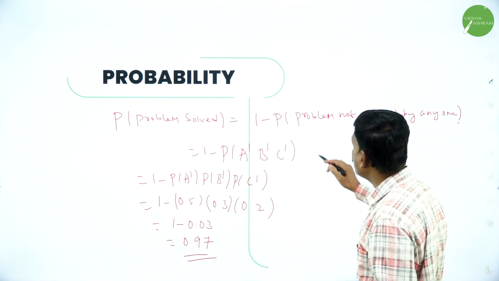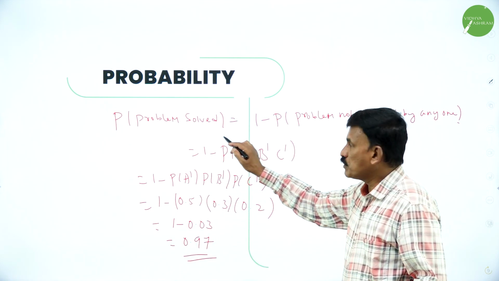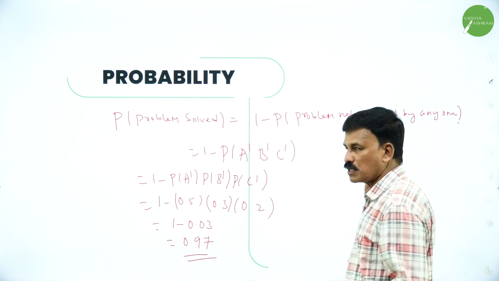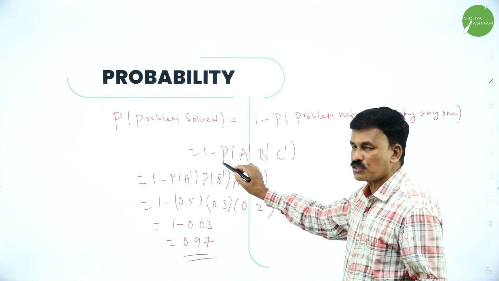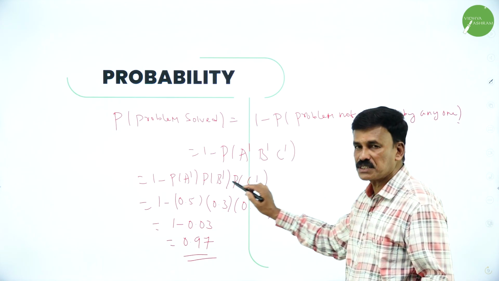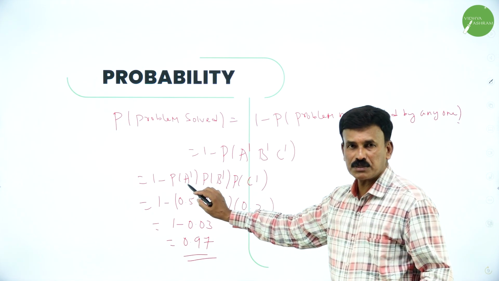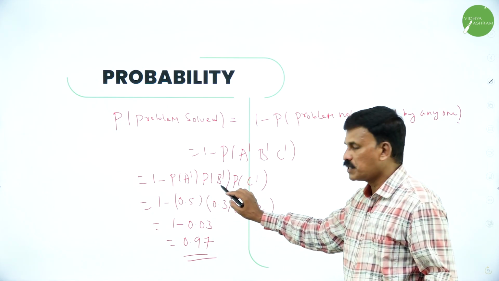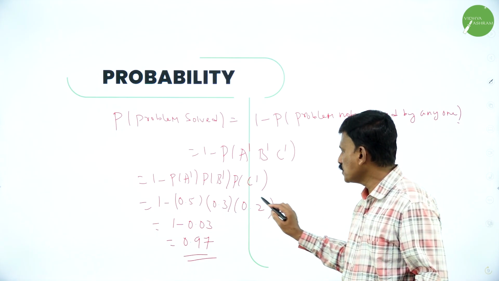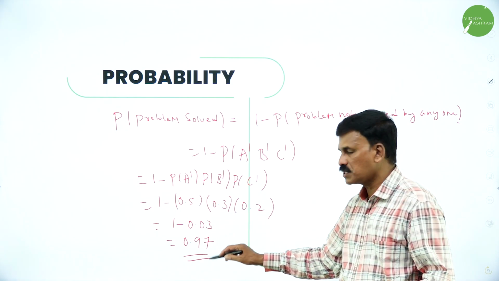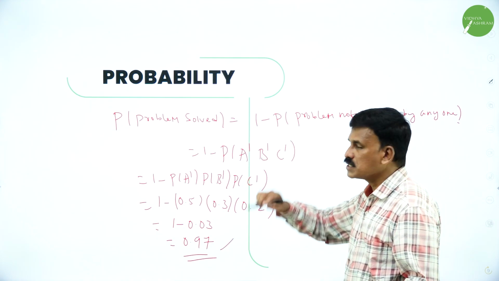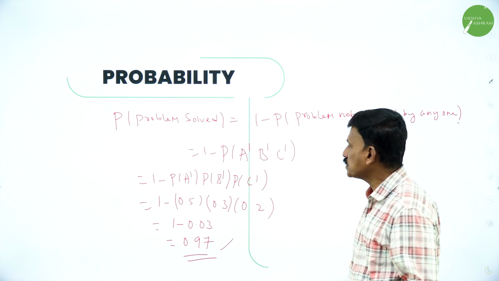Very simple. The probability of the problem solved is equal to 1 minus the probability of not solving the problem by anyone, that is 1 minus probability of A dash into probability of B dash into probability of C dash. 0.5 into 0.3 into 0.2 is 0.03, and 1 minus 0.03 is 0.97, which is the probability of solving the problem from that question paper.